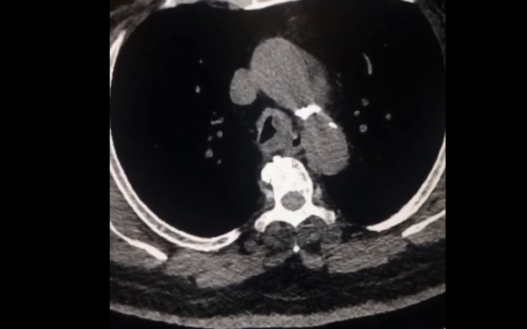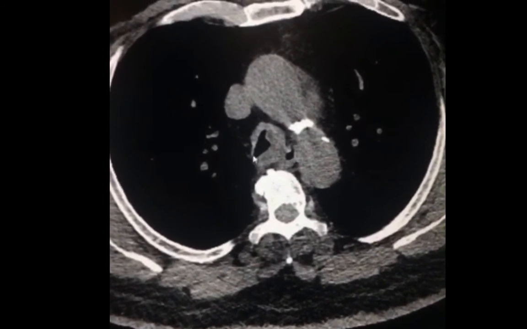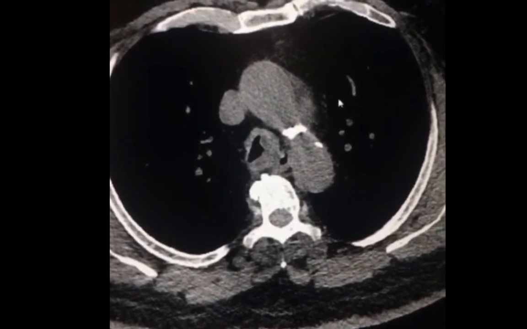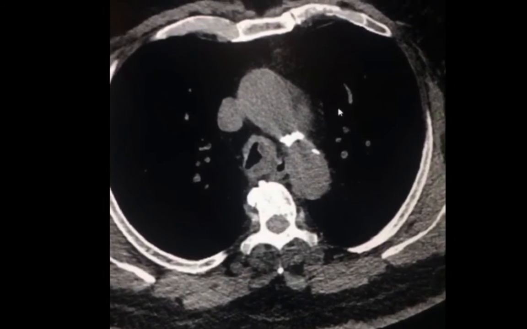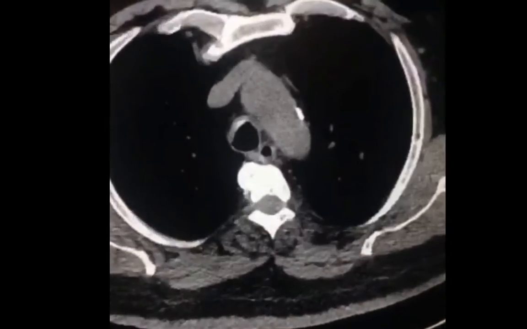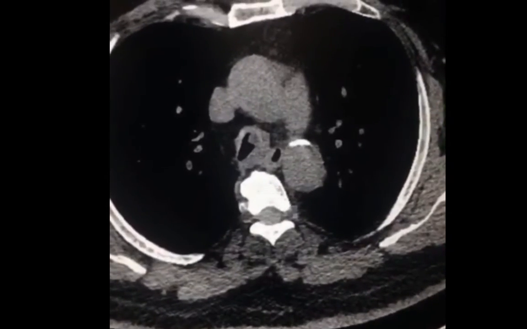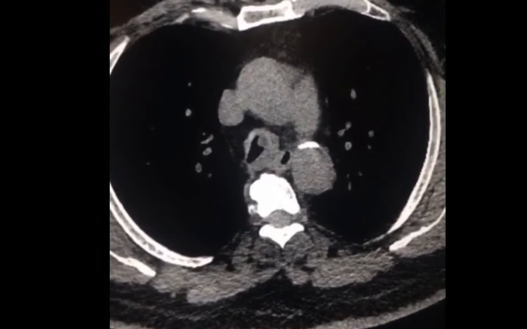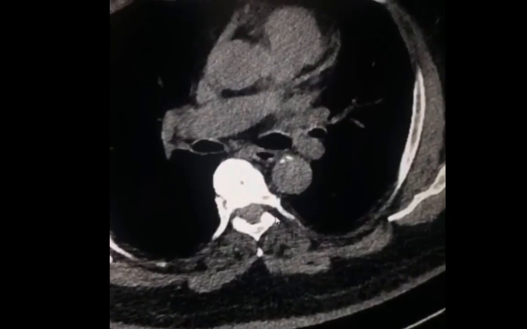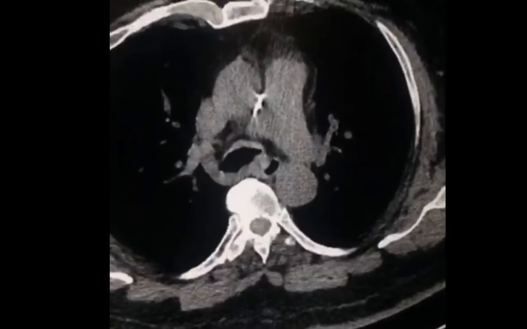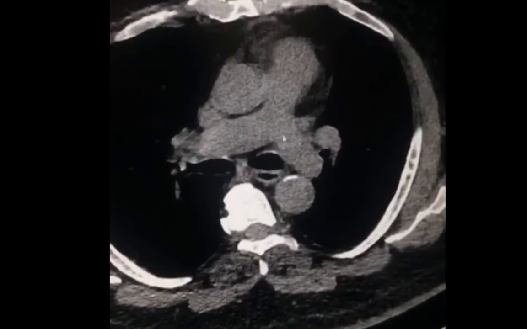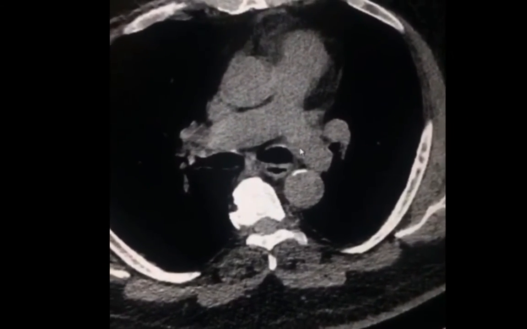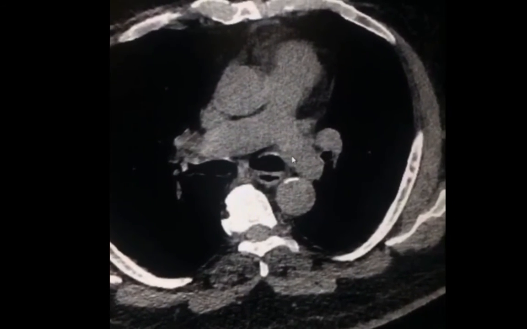A very important concept to keep in mind is that primary tracheal tumors are almost always malignant in adults. The major differential diagnoses would include squamous cell carcinoma, salivary gland tumors, and carcinoid. Carcinoid tumors are rare in the trachea and are more common in the bronchi. So this leaves us with squamous cell carcinoma and salivary gland tumors.